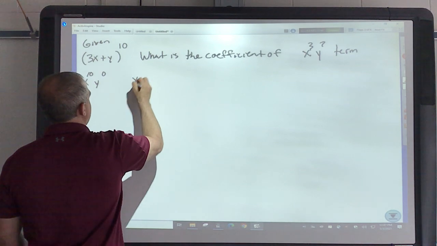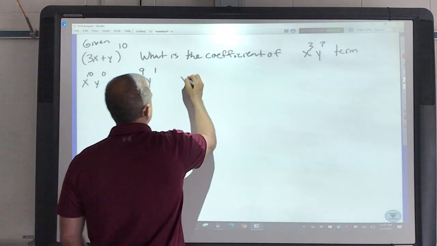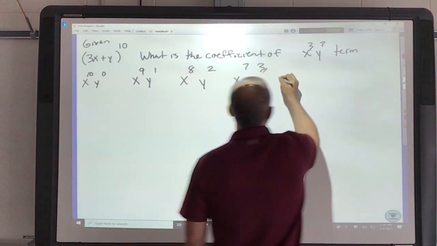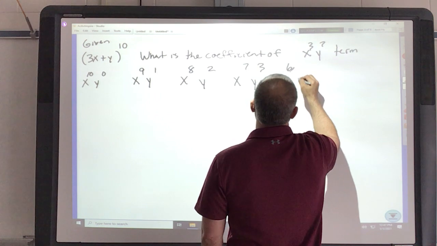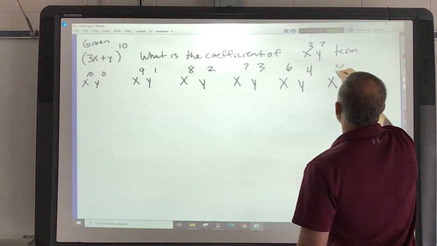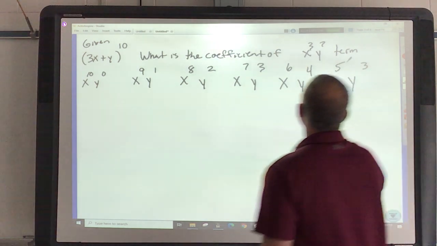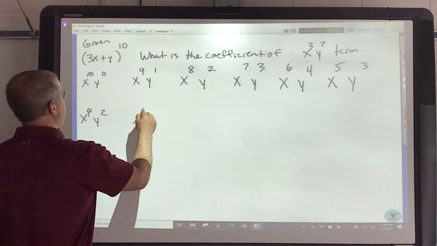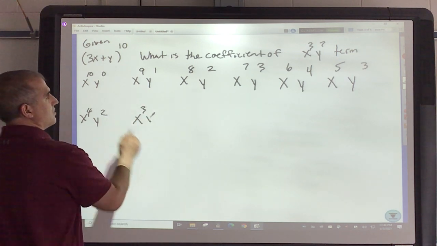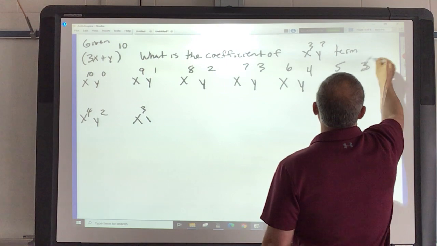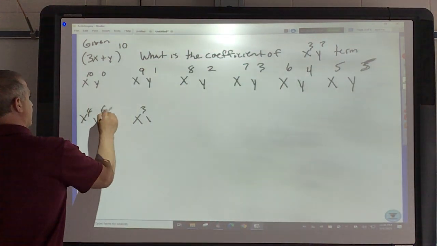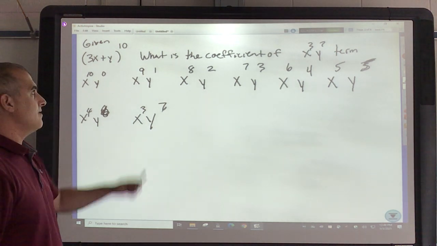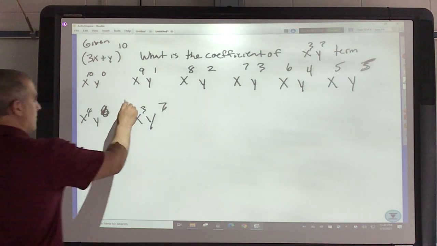Okay, second one will be x9 y1, x8 y2, x7 y3, x6 y4, x5 y5, x4 y6, x3 y7. Sorry, I made some mistakes in the exponents there. Okay, now, so this is the term that I want. All right, that's the term that I want right here.